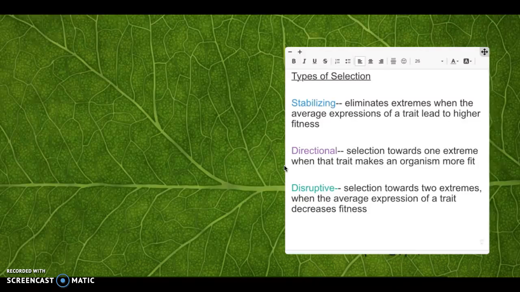So the first type of selection I want to talk about is stabilizing selection. We define stabilizing selection as a type of selection that eliminates extremes when the average expressions of a trait lead to higher fitness. Right now that seems like a lot of big words. What does this mean? We'll break it down. I'm going to use an example.